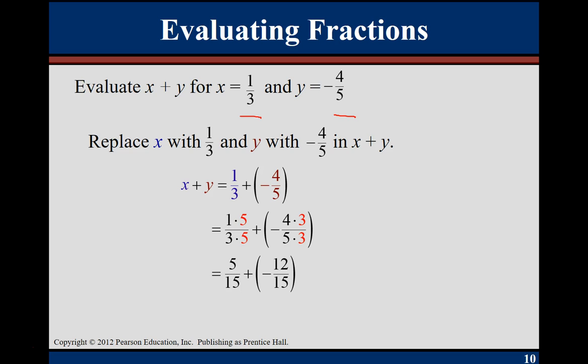When you're adding numbers that have opposite signs, you find the difference. The difference between 12 and 5 is 7. And then take the sign of the one with the larger absolute value. That's the 12. So my answer here is -7/15.